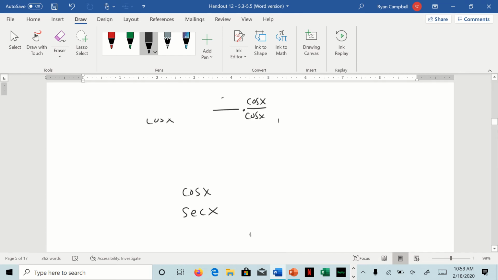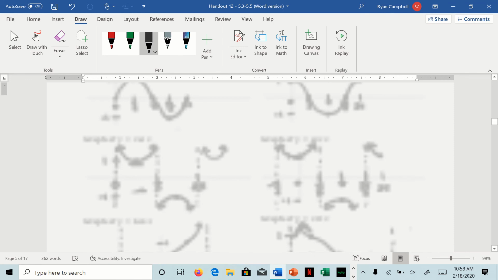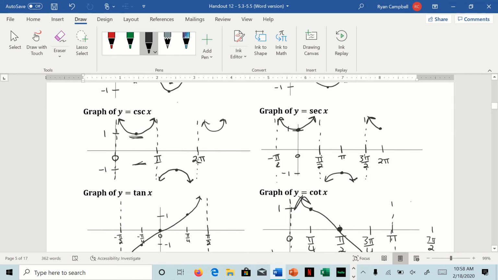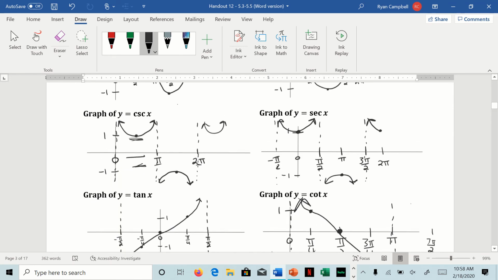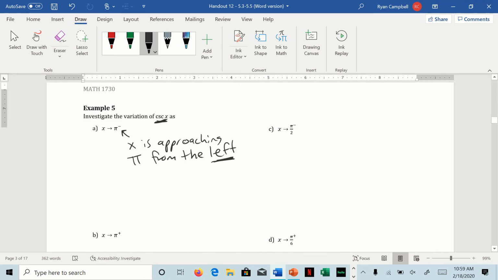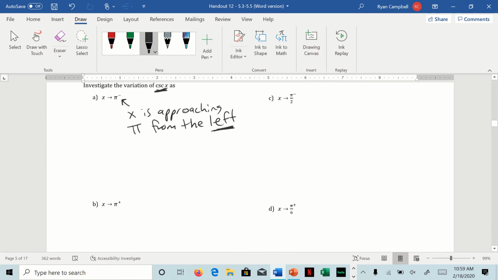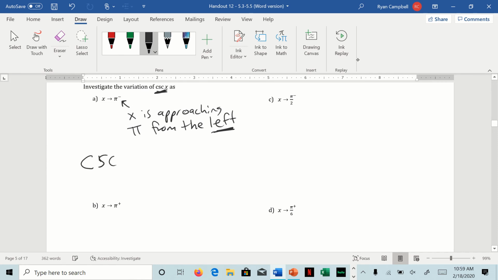So we can go back and look at our cosecant graph. As x approaches pi from the left, you see that the y value is getting closer and closer to infinity, right? So we would just say that cosecant x approaches infinity, and we're done. That's it. That's all that is.